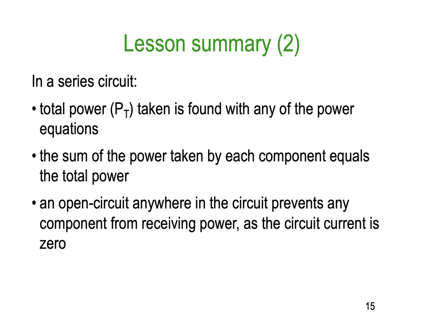In a series circuit, the total power taken is found with any of the power equations. We can use all 3 power equations from our Ohm's law wheel. The sum of the power taken from each component equals the total power. So that's an important part of power. All the powers of the individual components, P1, 2, 3, 4, 5, etc., all add up to the total power. An open circuit anywhere in the circuit prevents any component from receiving power because there's no current flowing, therefore no power.